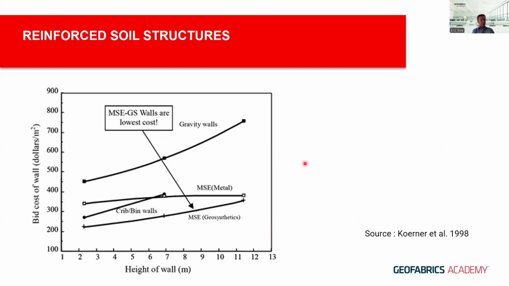Most of the time, at 3 to 4 meters or taller, you would probably be looking at reinforced soil structures compared to gravity type retaining structures or cast in situ reinforced concrete, for example. This is a study done in the 90s by Robert Kerner on the different costs of retaining walls versus height. The geosynthetic walls always come down to be the most cost effective.